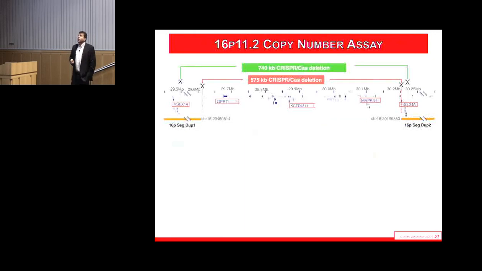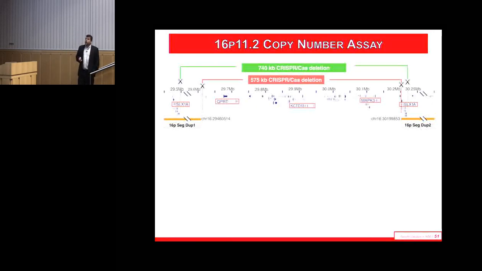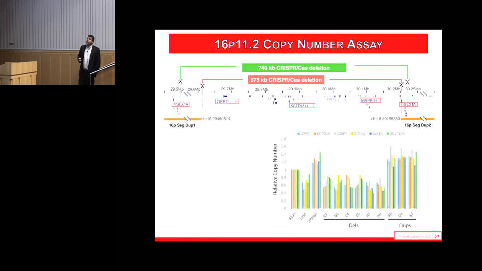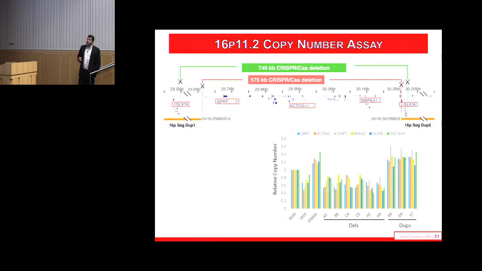Okay, so here's what we got. The 575 kb deletion that we tried worked, and the 740 kb deletion worked. Here is the control line. This is a copy number. This is just a qPCR analysis. This is the native line. This is a patient with a 16p11 deletion. This is a patient with a 16p11 duplication. This is the 575 kb and the 740 kb deletions.